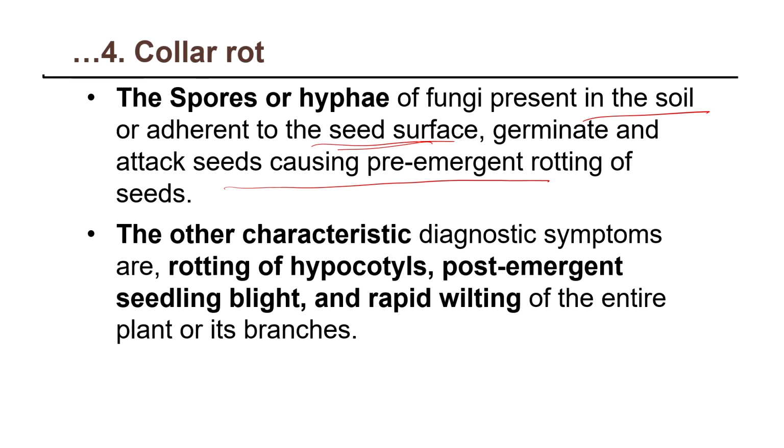The other characteristic diagnostic symptoms are rotting of the hypocotyl. Hypocotyl is the region of the seedling below the cotyledons. Post-emergent seedling blight: even after emergence, blighting of the seedlings can happen, and rapid wilting of the entire plant or its branches. So, many times it can be quite a harmful disease.